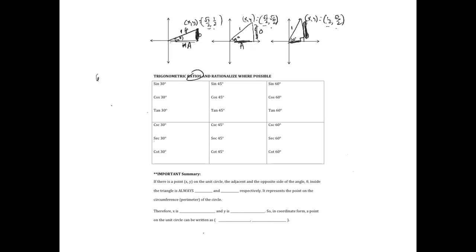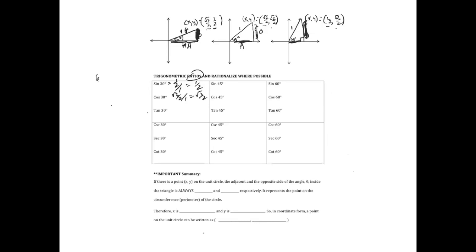In this case, the opposite is this piece, which is the y value, which is 1 over 2. And the hypotenuse is going to be 1. So I'm going to divide it by 1, which is the same thing as 1 over 2. Cos 30 is adjacent over hypotenuse, which in this case is the x value here, root 3 over 2 over 1, which is the same thing as root 3 over 2.